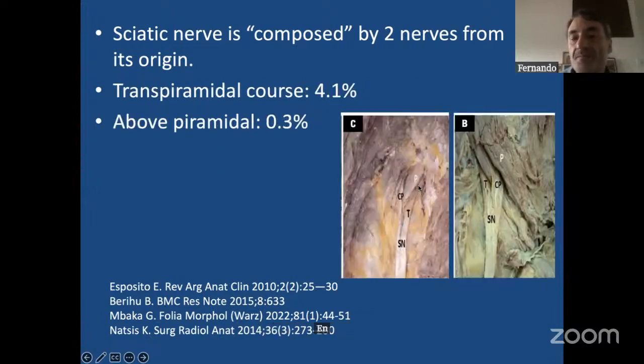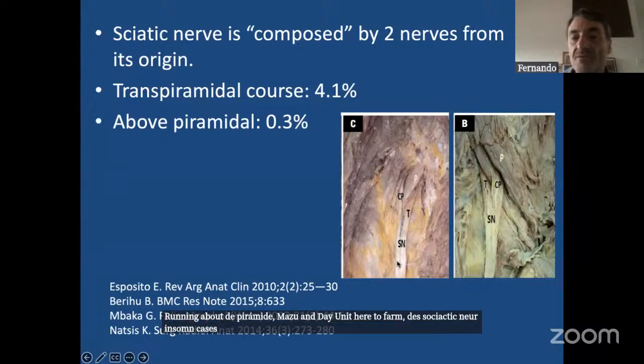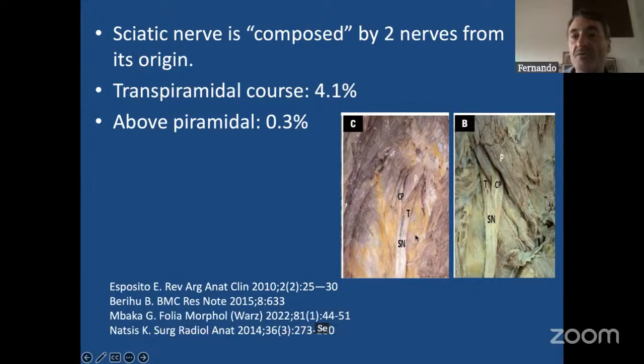And in this case, we can see the piriformis muscle, as we know it, not with 2 bodies, but with only 1 body. Here, the tibial nerve runs in the classical position, and here, the common peroneal part of the nerve runs above the piriformis muscle, and they unite here to form the sciatic nerve. In some cases, these 2 nerves go separately along the whole course.